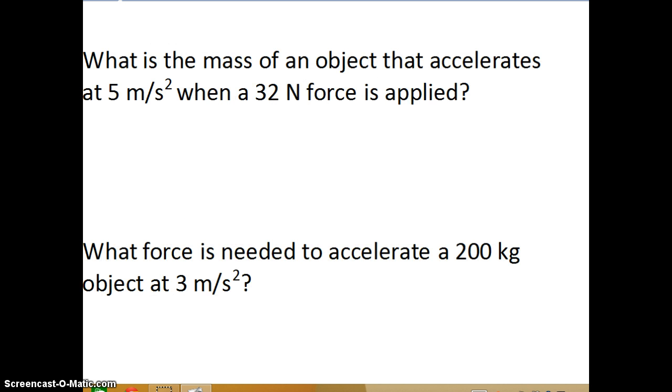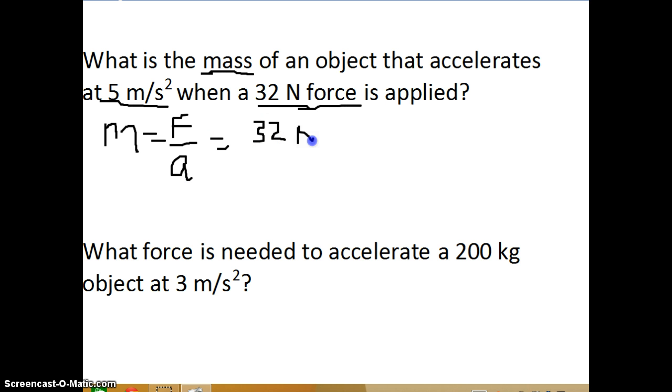So what is the mass of an object that accelerates at 5 meters per second squared when a 32 newton force is applied? First, you want to write the equation. We know this is a force, and this is an acceleration, and we're looking for mass. So mass is equal to force over acceleration. So you're going to take 32 newtons and divide by 5 meters per second squared. When you take 32 divided by 5, you get 6.4.